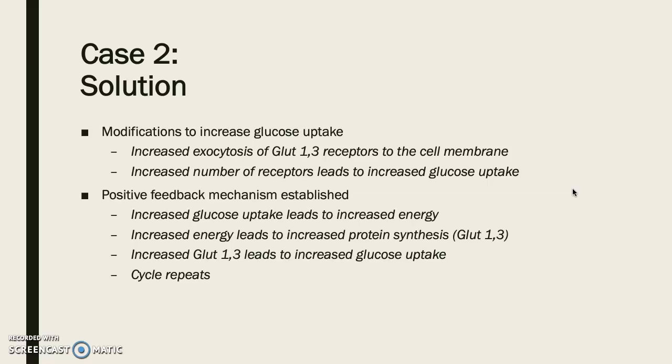Now, the positive feedback mechanism is very simple. An increased glucose uptake leads to increased energy in the cell, and that increased energy leads to increased protein synthesis. Increased protein synthesis leads to synthesis of proteins such as GLUT1 and 3 transporters, which lead to further glucose uptake, and the cycle reinforces itself.